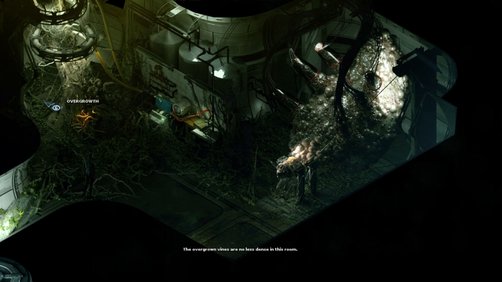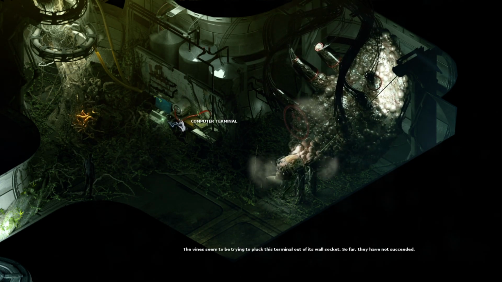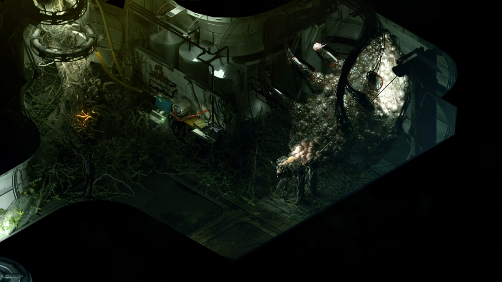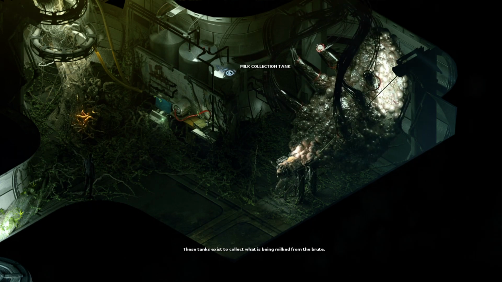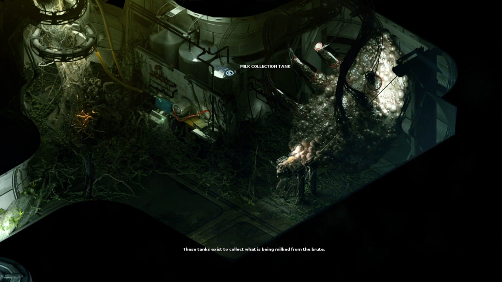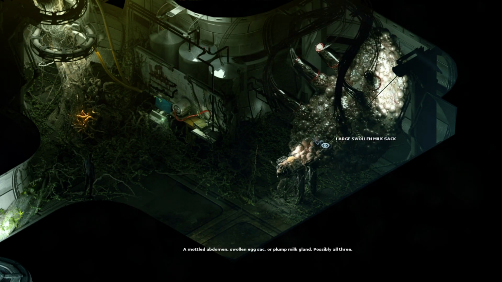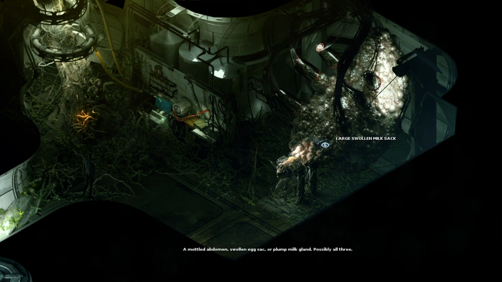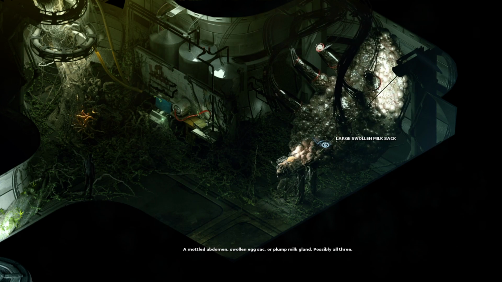Okay, that's interesting. Overgrown vines are no less dense in this room. We have a functional computer terminal. These tanks exist to collect what is being milked from the brute. And then, I mean, obviously there's this whole situation. A mottled abdomen, swollen egg sac, or plump milk gland. Or, you know, maybe all three, actually.